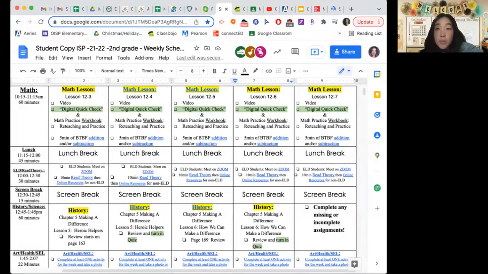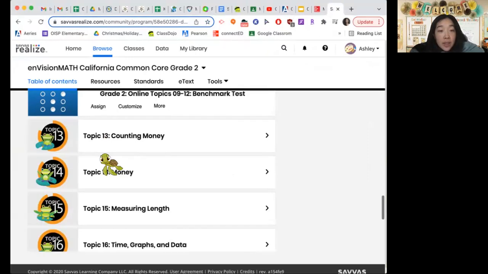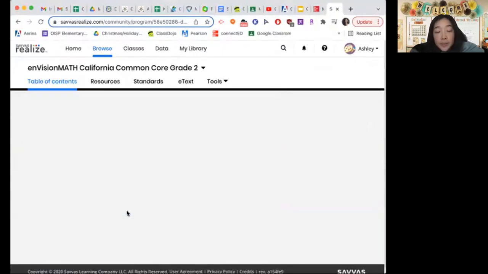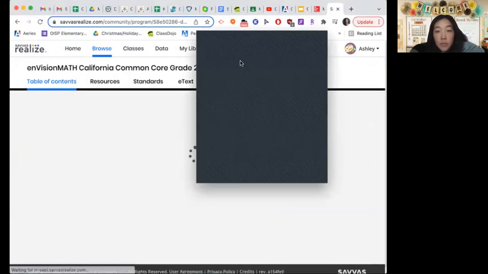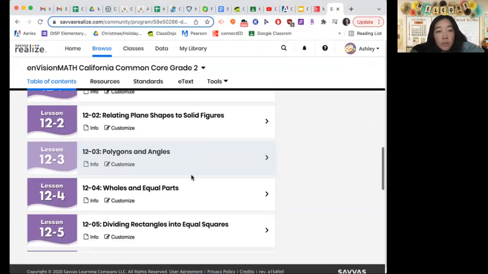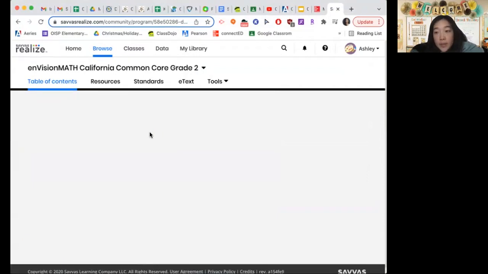All right, so we're going to be doing both math lesson 12-6, and we're also going to be doing our chapter 5, lesson 6 quiz right now, okay? 12-6. So topic 12, we're on geometry. Equal shares, different shapes.